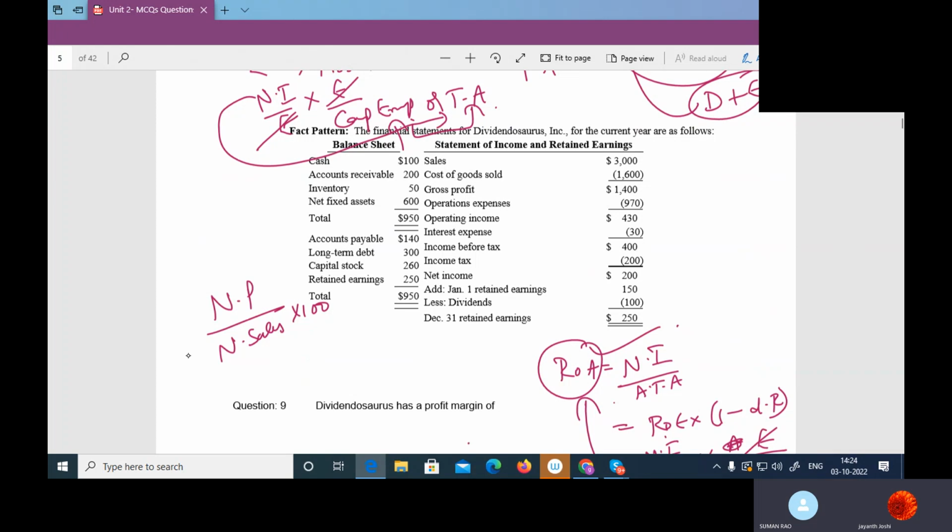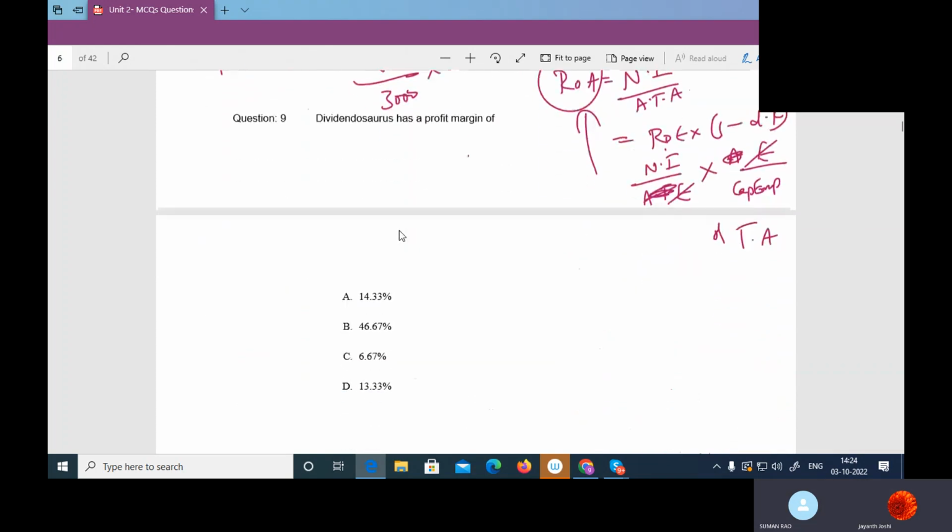Net profit would be our GP, right? What is your net profit in this? Net income. Clear. 200 divided by 3000 into 100. Finish. Just do that. I got 6.66. Yeah, 6.67. Next one.